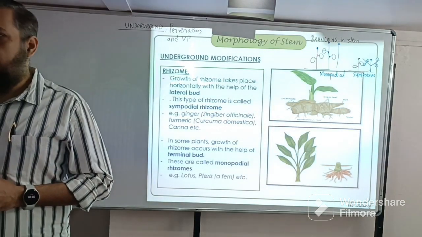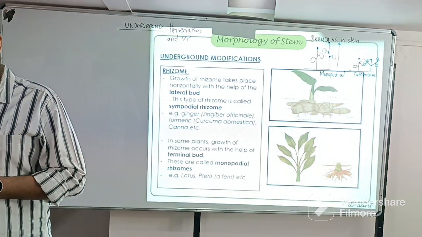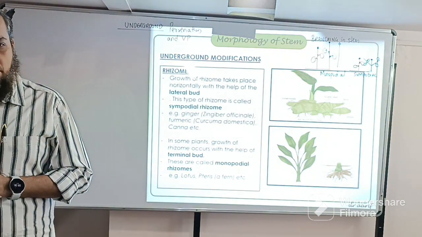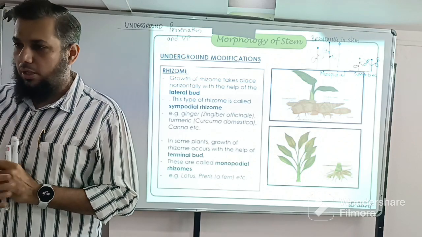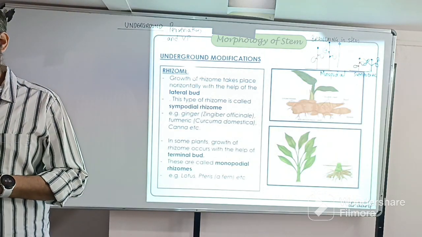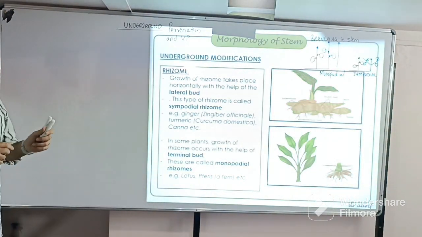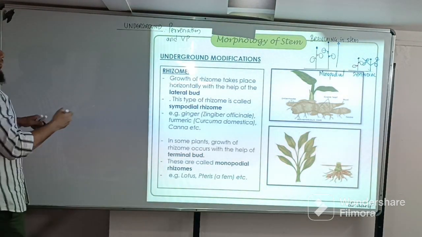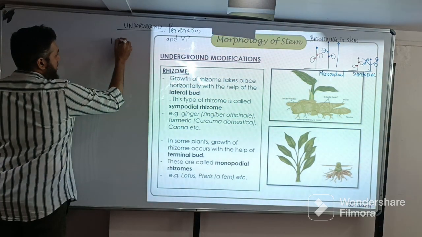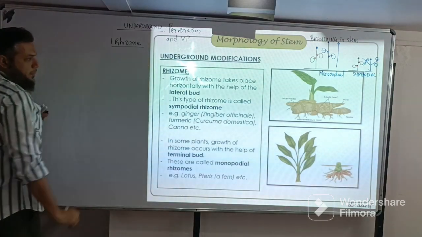Which stem has many branches on the sides? Sympodium. And a single axis is found in monopodium. The growth of the stem from the side branches occurs from dash bud. Now, the first underground modification we are going to discuss is what we call rhizome.